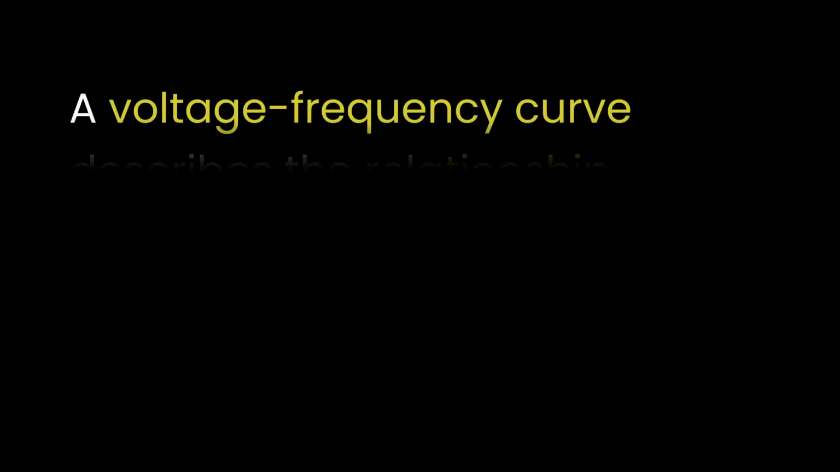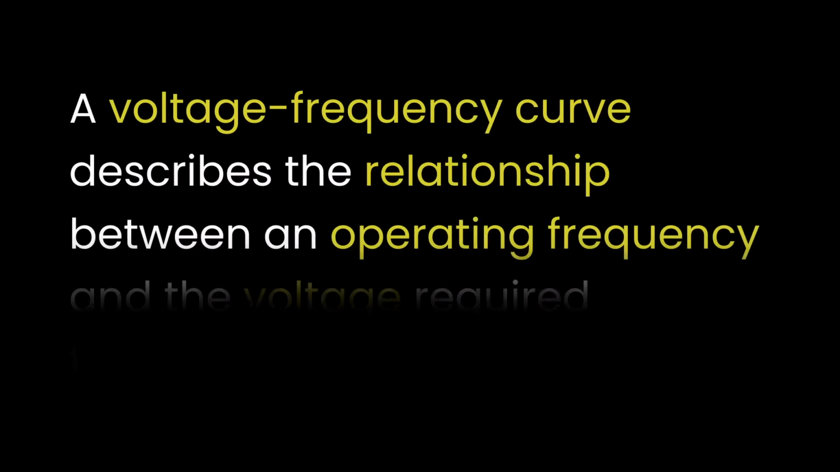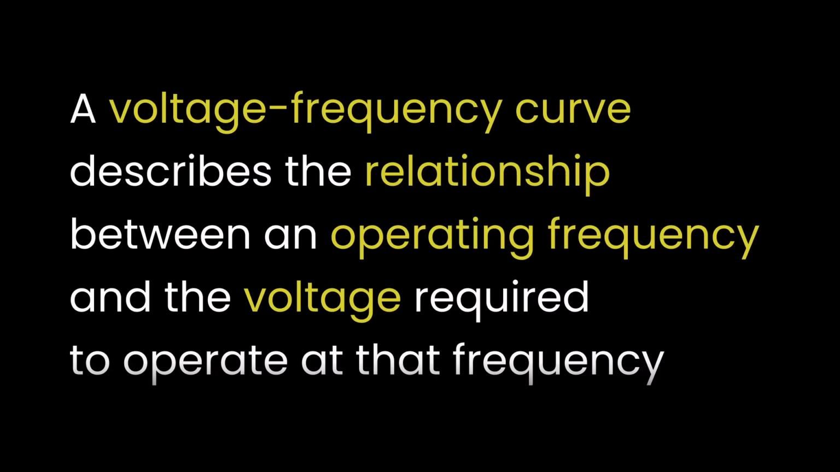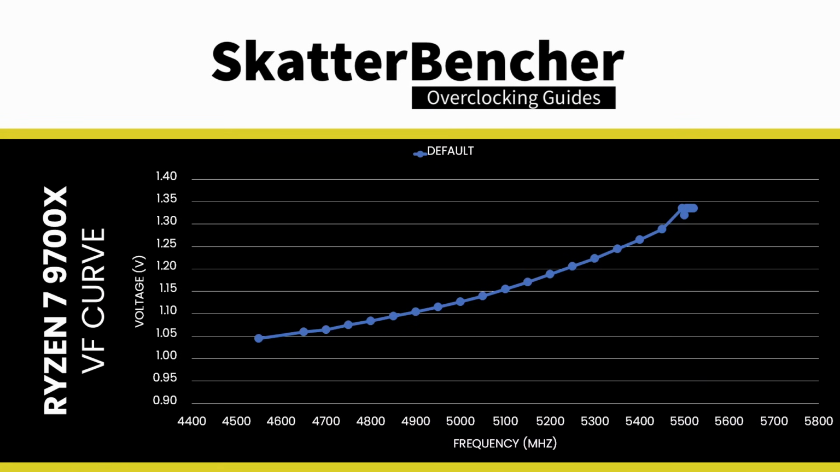It is most commonly known for its undervolting capabilities, but on AMD Ryzen CPUs, it also kind of acts as an overclocking tool. Let me explain how that works, and let's start with the voltage frequency curve. Simply put, a voltage frequency curve describes the relationship between an operating frequency and the voltage required to operate at that frequency. Here's the default voltage frequency curve of my Ryzen 7 9700X processor.